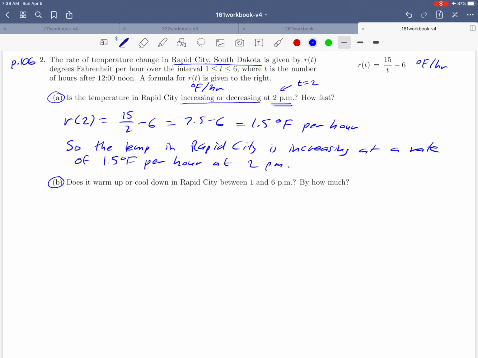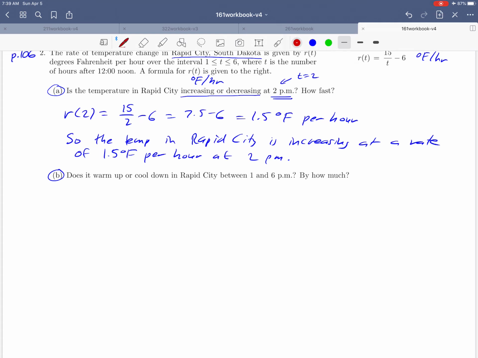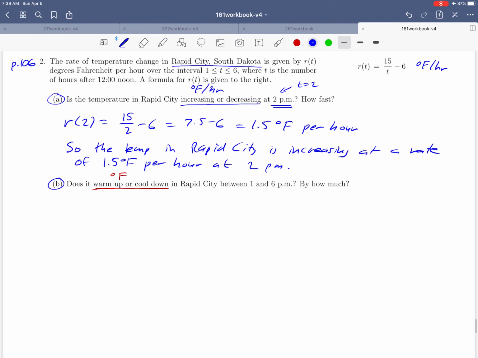Moving on to part B, now they're asking a different question. Does it warm up or cool down in Rapid City between 1 and 6 p.m., and by how much? Let's ask ourselves the same kind of question that we did at the beginning of part A. What are they really asking us for here? Warming up or cooling down is a temperature change, so our unit should be degrees Fahrenheit. The question is, how do we take the function they gave us, which is a rate of change in degrees Fahrenheit per hour, and turn it into information about how the temperature is changing?